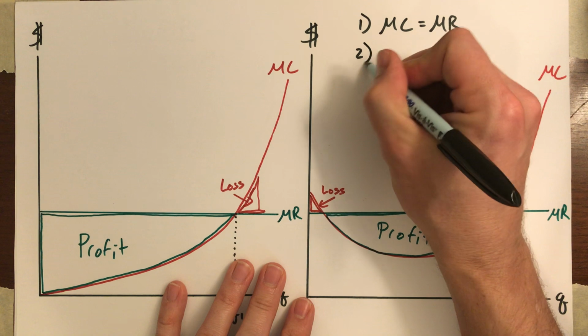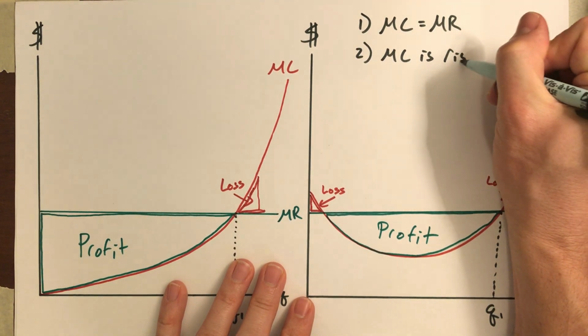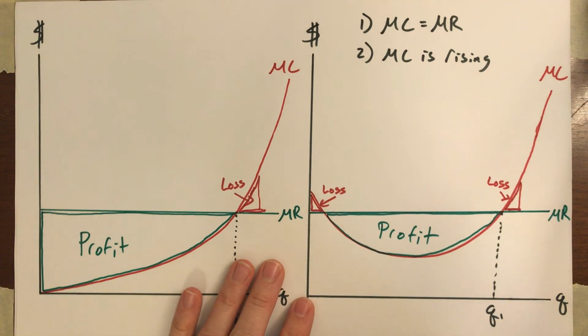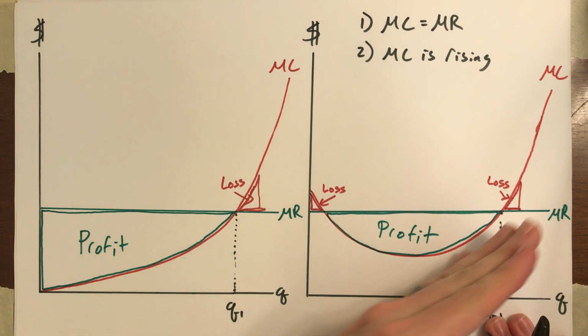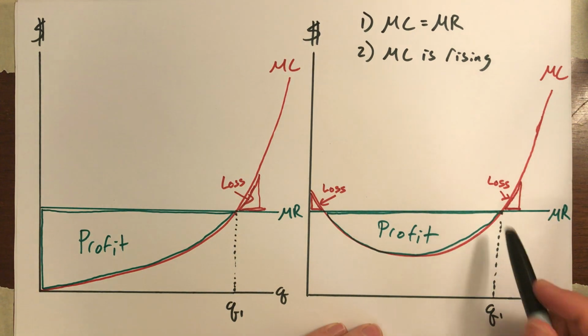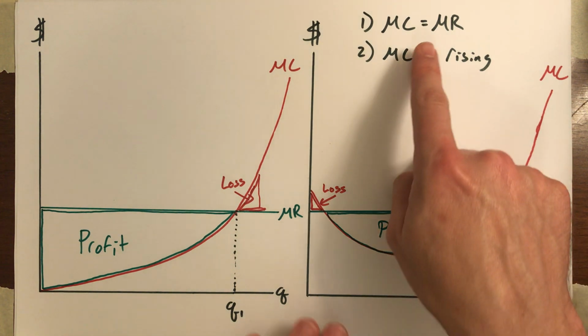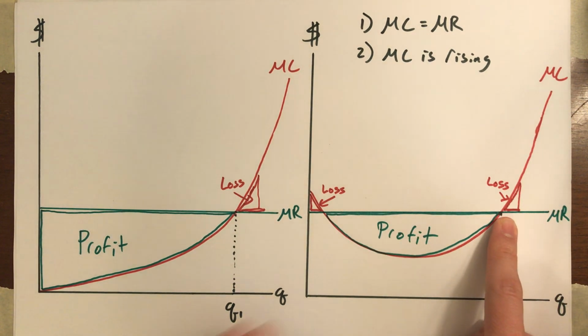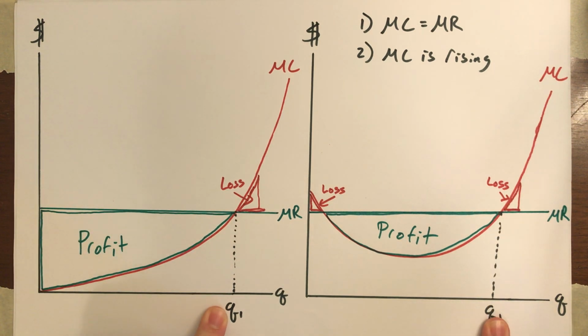And the second rule is marginal cost is rising, okay? Which is just a simple way of saying that marginal cost has a positive slope. If you took the derivative and plugged in this Q1, you would get a positive number. Okay, so marginal cost equals marginal revenue, and marginal cost is rising. Notice that's true at both of these two points where we're maximizing profit.